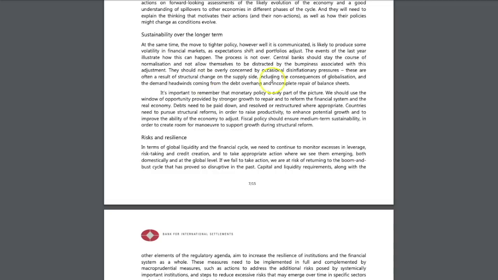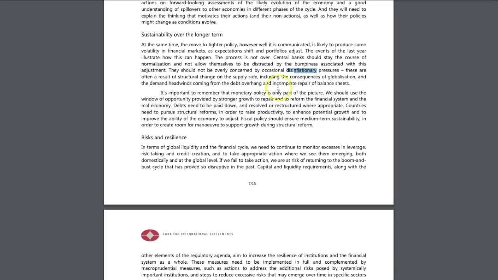A couple of things hit my eye over here. It says they should not be overly concerned by occasional disinflationary or deflationary pressures. Right? What kind of situation are we in right now? Are we in an inflationary or deflationary one? Well, we're worried that we might eventually see an inflationary type environment. But right now, we're definitely seeing a deflationary type of environment.